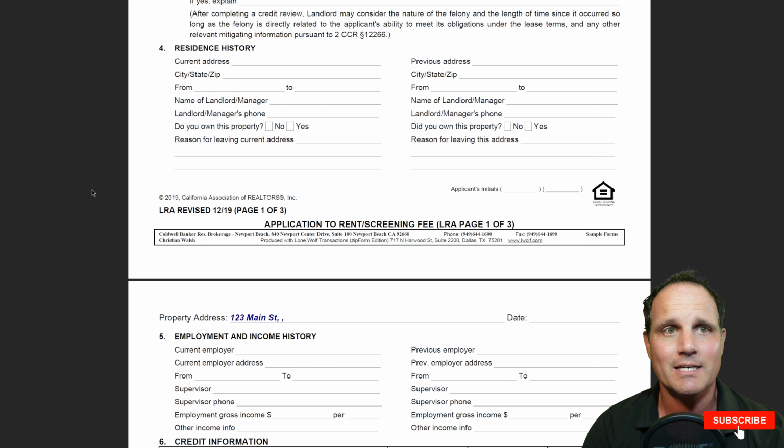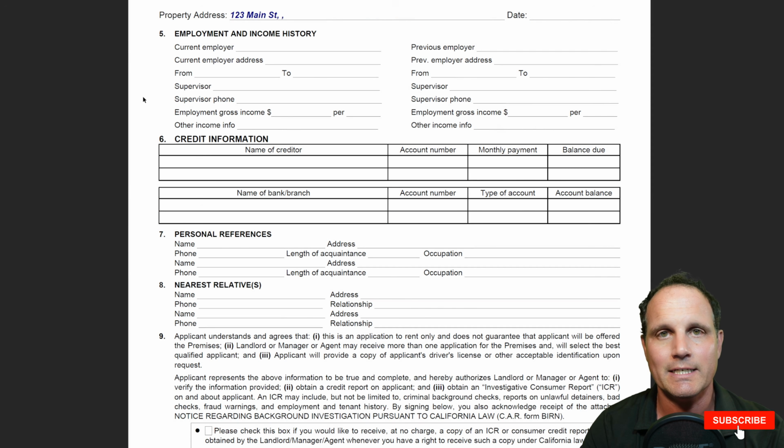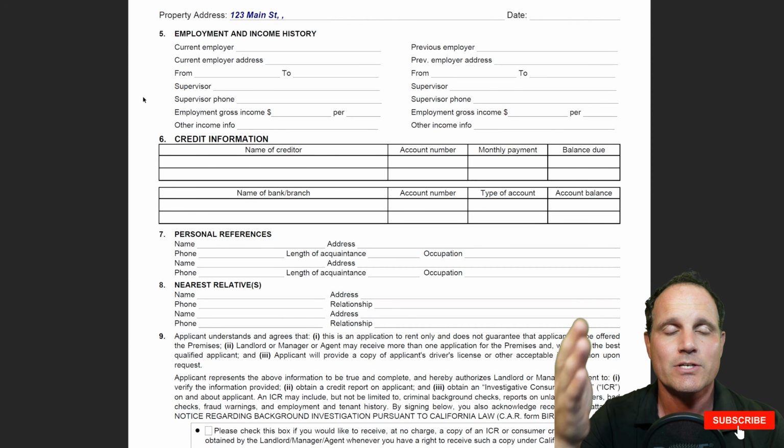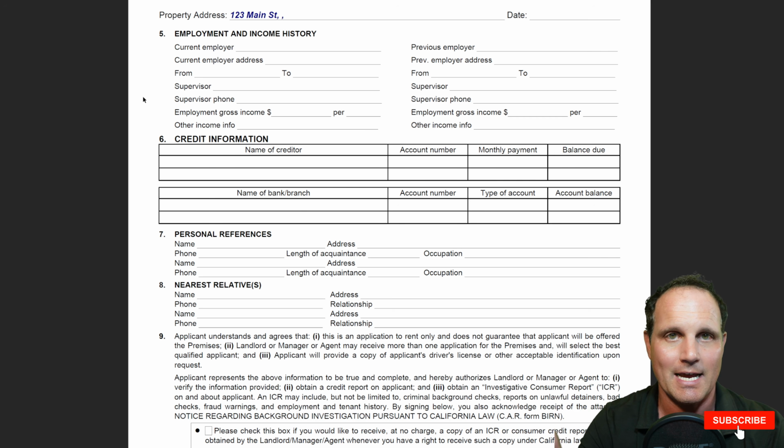The other important thing is, if you're moving from home, for example, put that on here. Let the landlord know that you're moving from your parents' house. Employment and income history, obviously very important that a landlord understands that you can pay for the unit. So this is important that it's accurate.